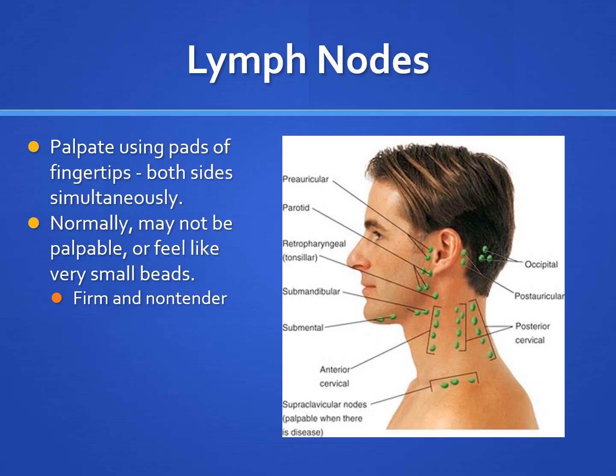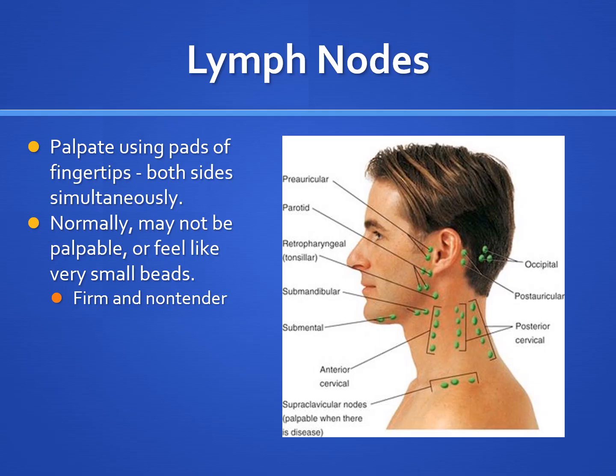We will start with the preauricular to the posterior auricular, the mastoid, occipital, tonsillar, submandibular, submental, anterior cervical, posterior cervical, and then supraclavicular. Supraclavicular nodes are especially important. These should not be palpable in a healthy patient, and if they are enlarged, we really want to think about possible malignancy.